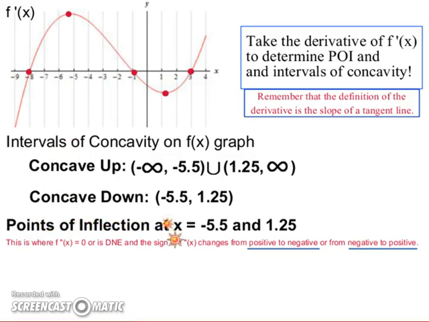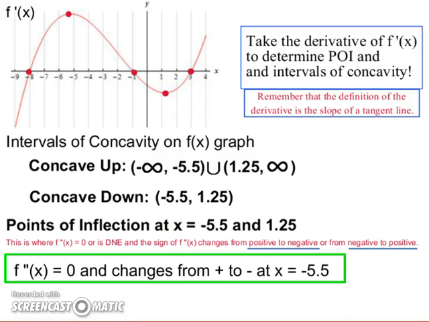Technically, it's not a point of inflection unless you can show that the sign of the second derivative changes. And it changes because it goes from concave up to concave down. Remember, I'm talking tangent lines right now. The first derivative changes from increasing to decreasing. The tangent lines are changing from positive to negative.